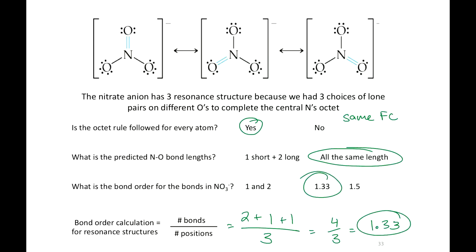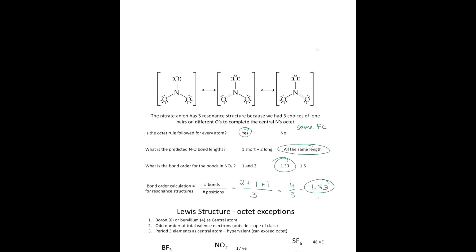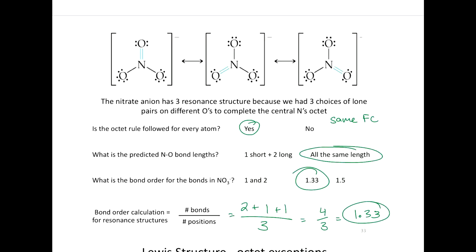All right, so the bond order for the NO bond in nitrate, because that double bond is going across 3 different positions, is slightly stronger than a single bond, but not as strong as a double bond. It has a bond order of 1.33, right? So I want us to definitely be on the lookout for resonance structures. This will be a really important concept in organic chemistry. We'll look at some more examples in a little bit.